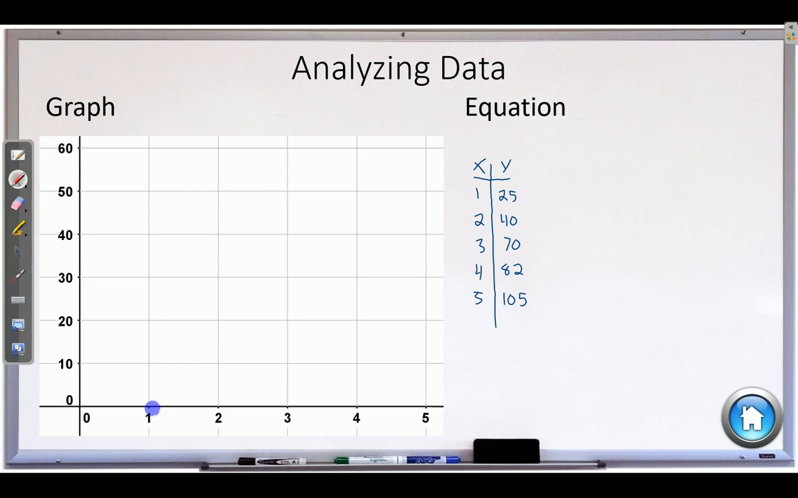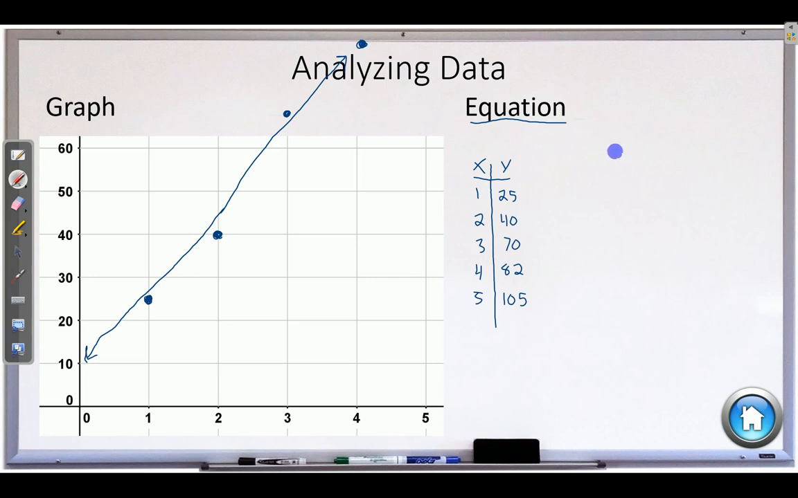My graph isn't completely perfect here, but it will work pretty well. So let's plot these points. At 1, we are at 25, so right about here. And then at 2, we are at 40. 3, we are at 70. So I'm going to go off my graph a little bit, but I suppose it'll be right about here. And 4 at 82, which I suppose will be even higher. We'll put it up here somewhere. And we get the picture of what this is doing. We have a fairly straight line coming up this way. Something like that. And so what would the equation of that line be?